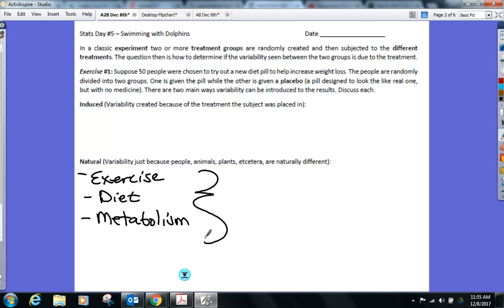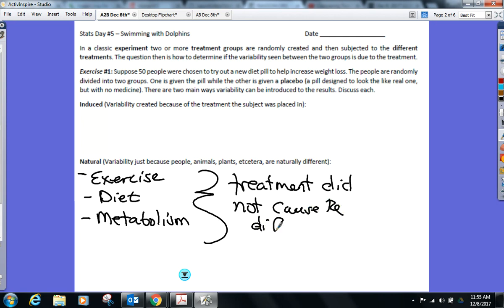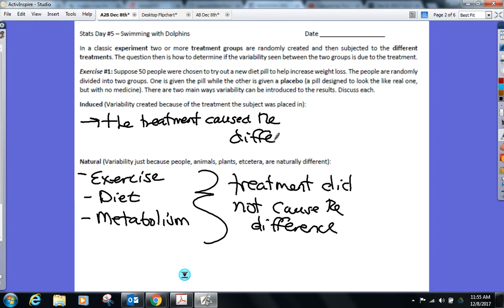So here, the treatment did not cause the difference. So that's what's called natural causes. Now, let's say the pill actually did work. It was because of the pill that these guys lost weight. That would be by induced causes, all right? The treatment caused the difference.